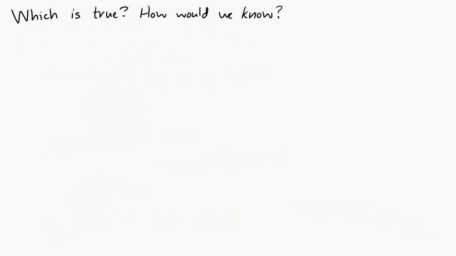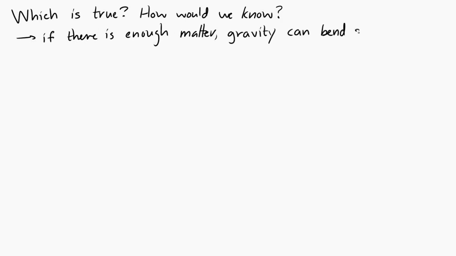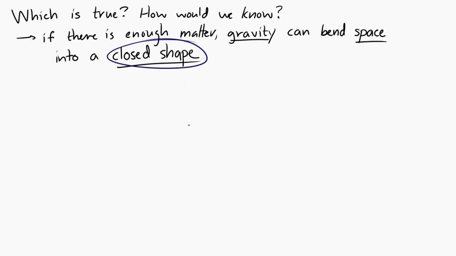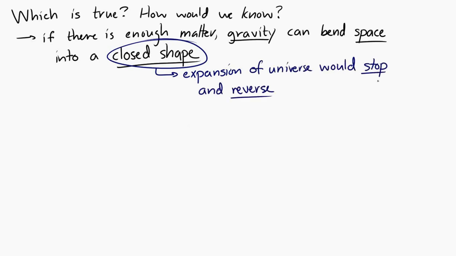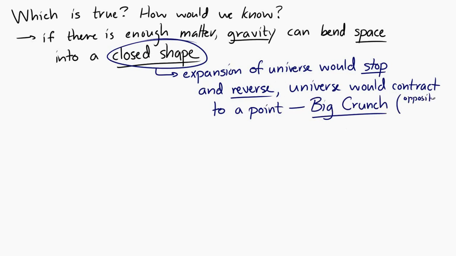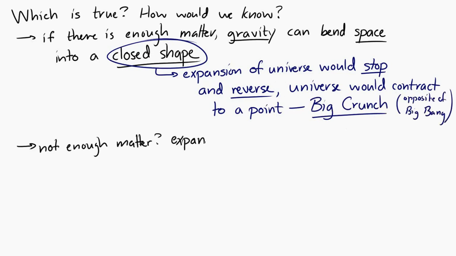Well, if there's enough matter in the universe, it turns out that gravity would be able to bend space itself into a closed shape. And if there were enough matter to bend it in this way, eventually the expansion of the universe would be reversed, and the universe would stop its expansion, and instead it would contract and result in a collapse, or something called the Big Crunch. Now, if there isn't enough matter in the universe, then gravity can't stop the expansion, and the expansion just keeps going forever. We get infinite expansion.